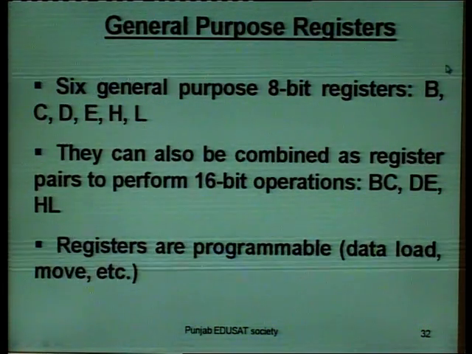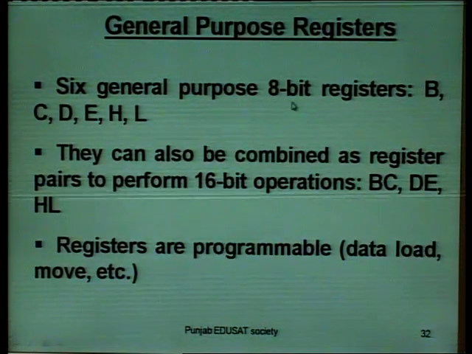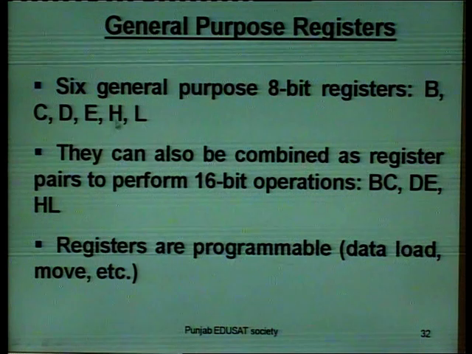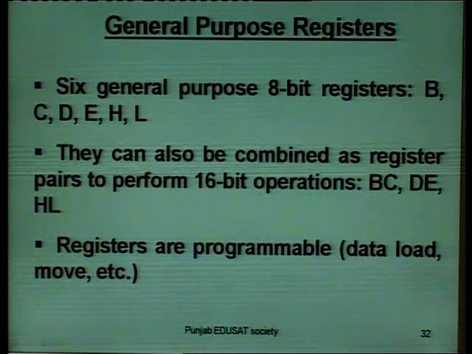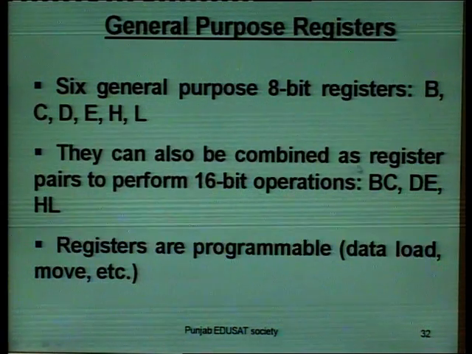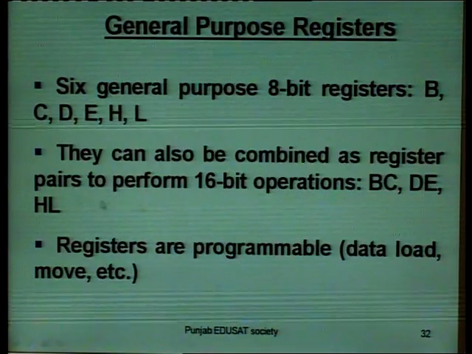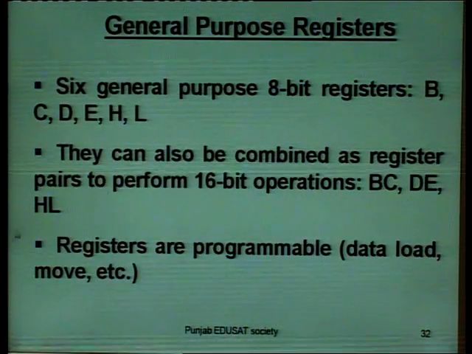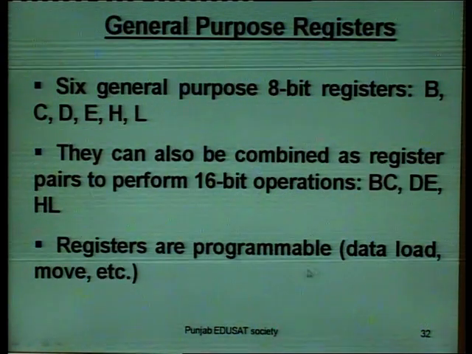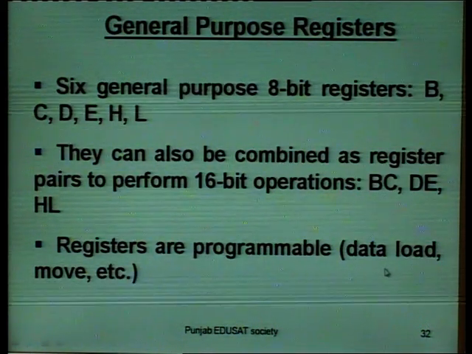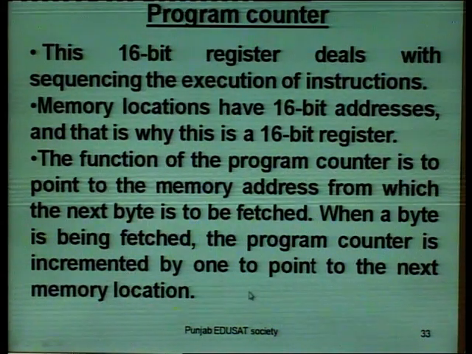General purpose registers. 8085 has 6 general purpose registers, that is B, C, D, E, H, L. They all are of 8 bits. They can also be combined as register pairs to perform 16-bit operations, that is as BC, DE, HL. Registers are programmable. We can load the data and move the data in these registers.